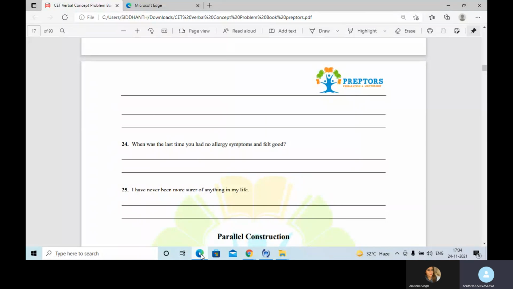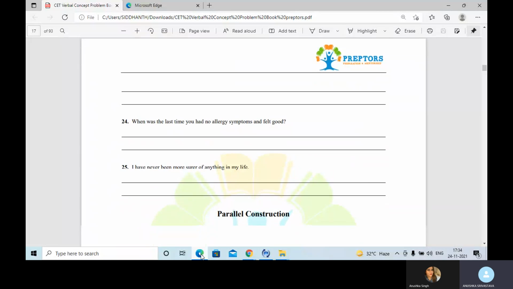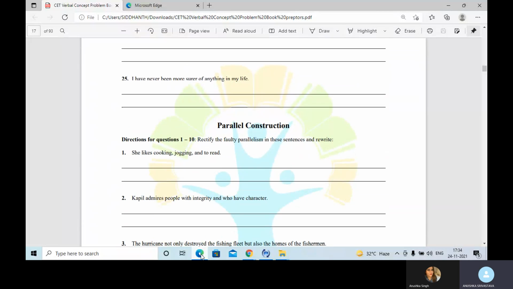I hope with this we are clear with modifiers. Let us go to parallel construction. Parallel construction is where we express related ideas in the same grammatical form. The ideas that are alike in function should be alike in construction as well. So we express related ideas that are given to us in the same grammatical form.